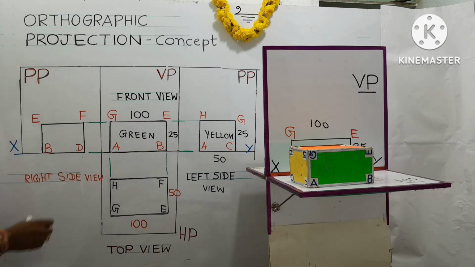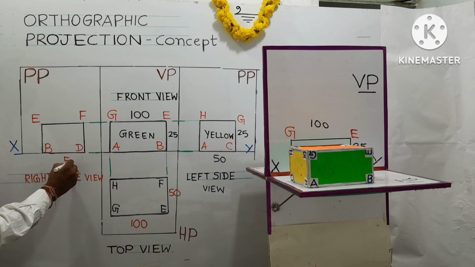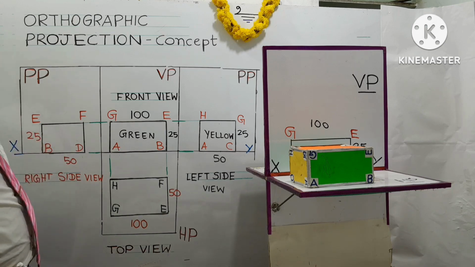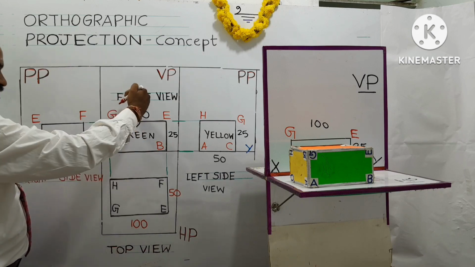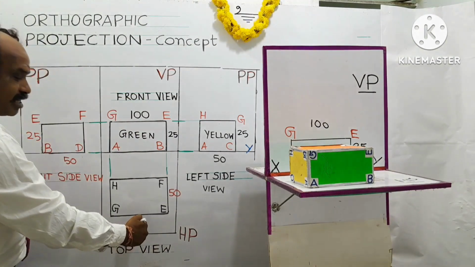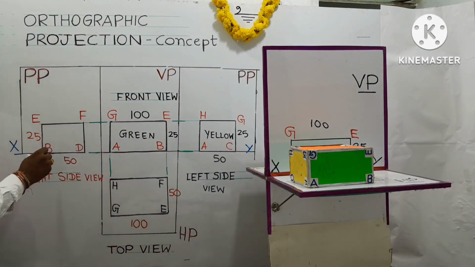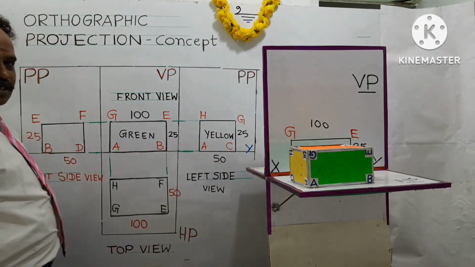Okay, understand? So for the corners, you can see the breadth of the object, given as 50 mm. And you can see the height of the object, same as the front view height, 25 mm. Understand? So for the first angle projection method, or the principle of orthographic projection, the front view comes above the XY line. Exactly below the front view, the top view will come, and the right side view shall be drawn on the left side of the front view, and the left side view shall be drawn on the right side of the front view. Understand?